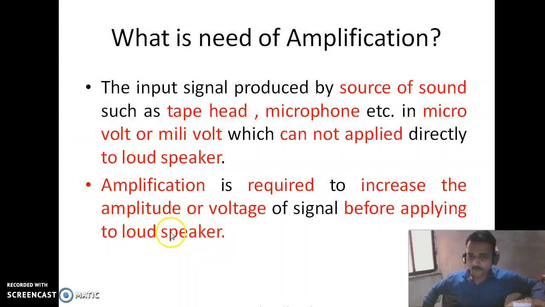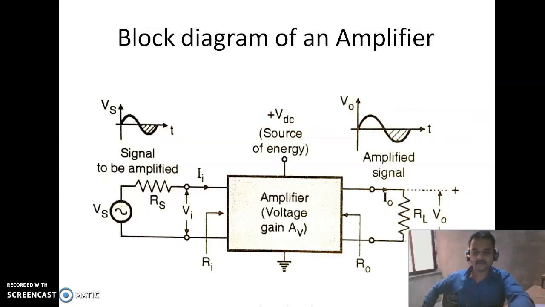So we need an amplifier in between the loudspeaker and microphone, because the amplifier increases the strength of the input signal, the amplitude or voltage level of the input signal. Amplification is the process of increasing the strength of the input signal. So that is according to Faraday's electromagnetic law of induction, Fleming's left hand rule.